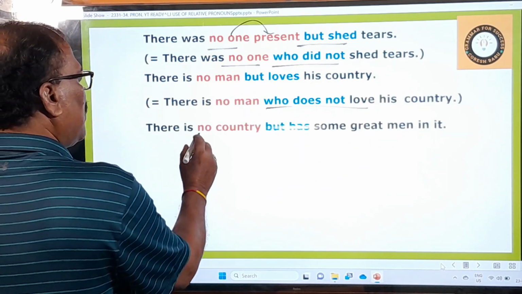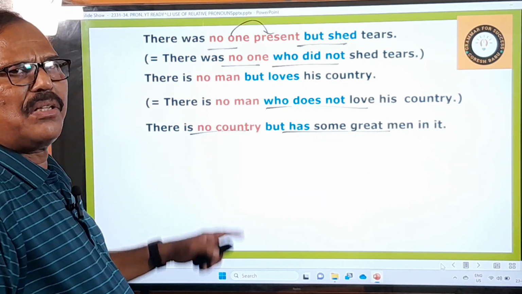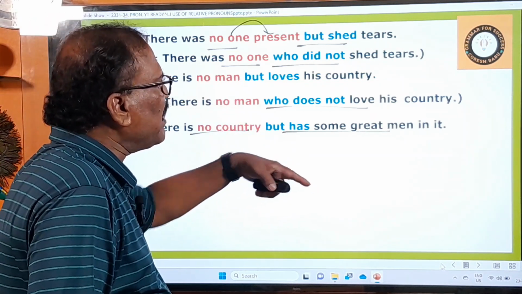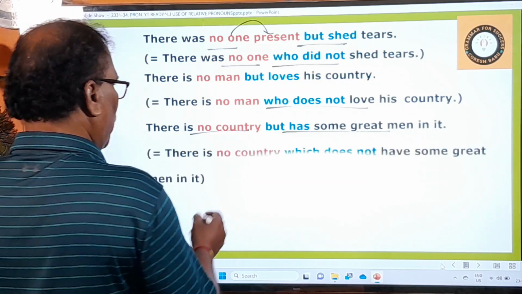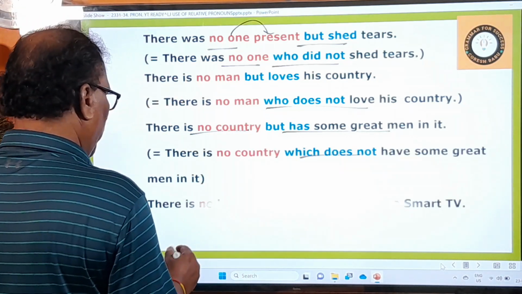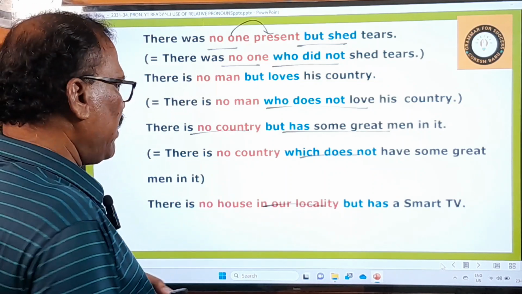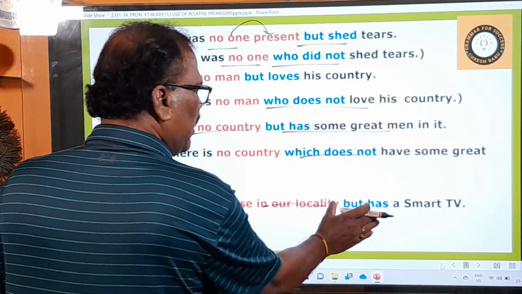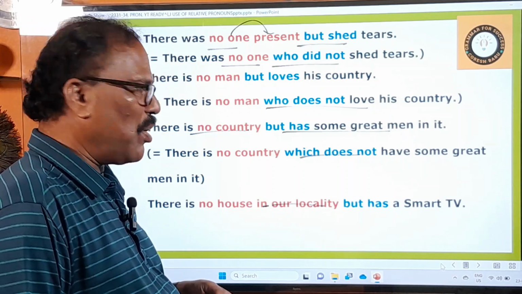And one more. There's no country but has some great men in it. There's no country in the world. There are so many countries. So there's no country but has means which does not have some great men in it, right? Last example: there's no house in our locality but has a smart TV. But has a smart TV means which does not have a smart TV.